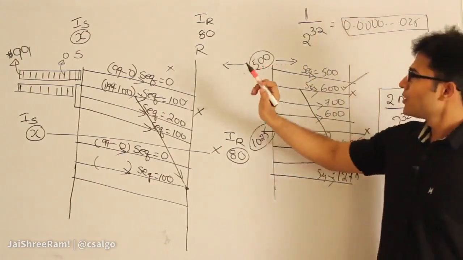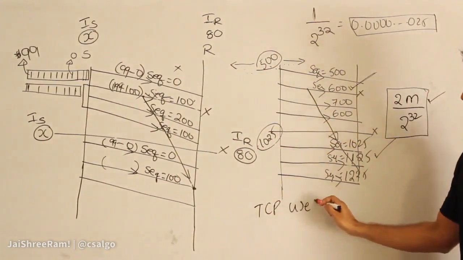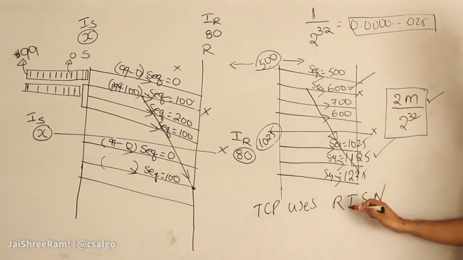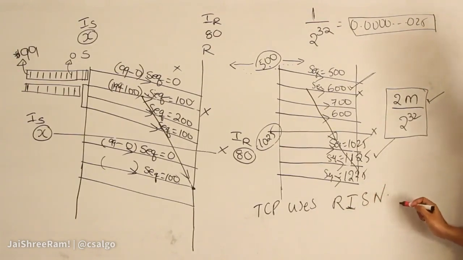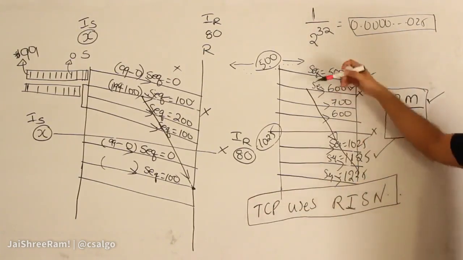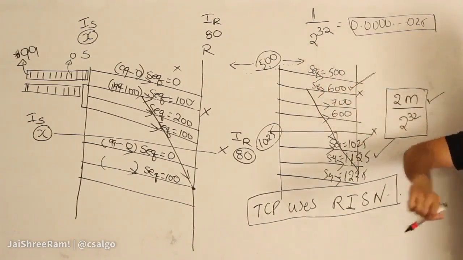So the point you should note down is TCP uses random initial sequence numbers, which means the initial sequence number is always going to be random. Why? To stop accepting the packets from the previous connection in the present connection.